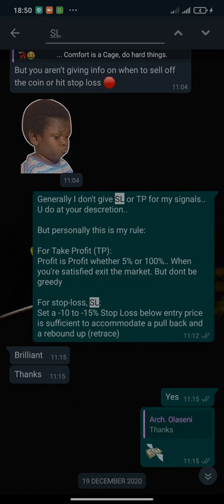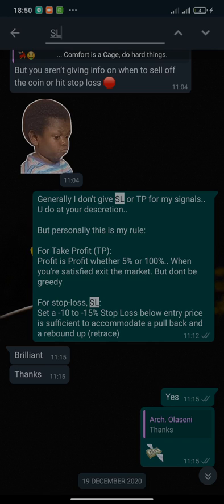He said, generally, I don't give stop loss or take profit for my signals. You do it at your discretion, right? Only for some exceptions, I may give stop loss and take profit. But personally, this is my rule. For take profit, is profit. True, that is my principle. Whether it's 5% or 100%, when you're satisfied, exit the market. Don't be greedy.